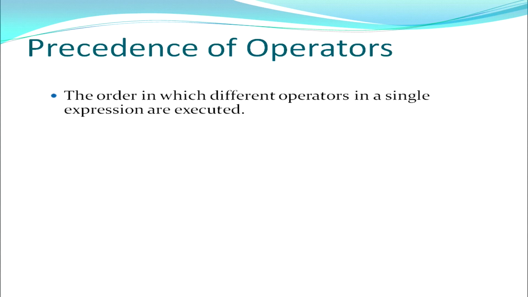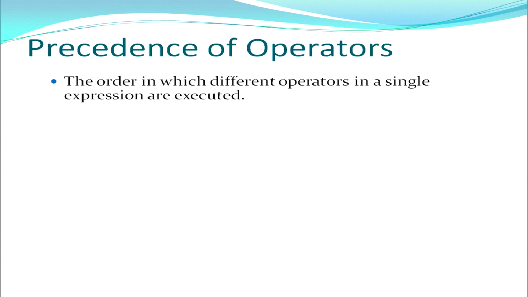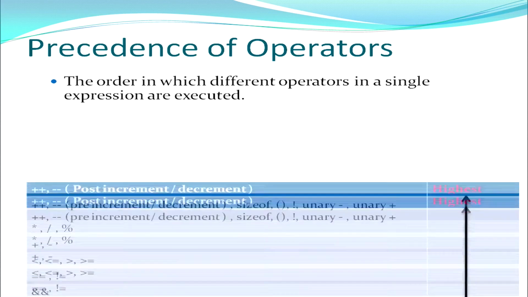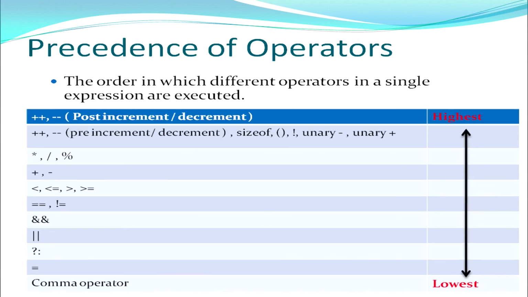Finally, we have done various types of operators. Now, if we use multiple operators in a single expression, then what is the order in which different operators will be executed? The table shows the highest to lowest precedence. In maths you have BODMAS, in C++ programming you have precedence rules that have to be followed. You have to be very careful while evaluating an expression that these precedence rules are followed.